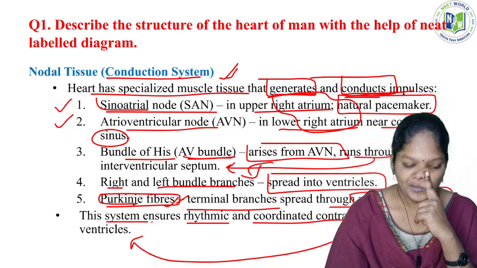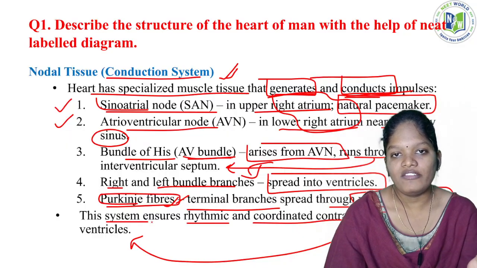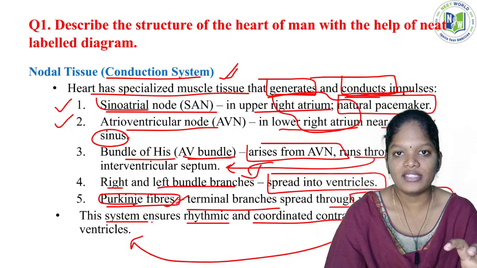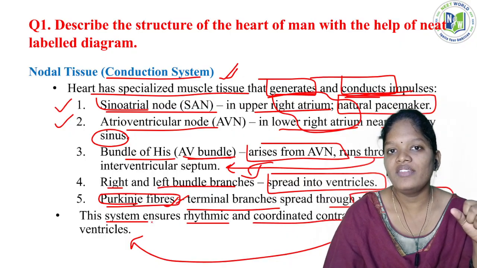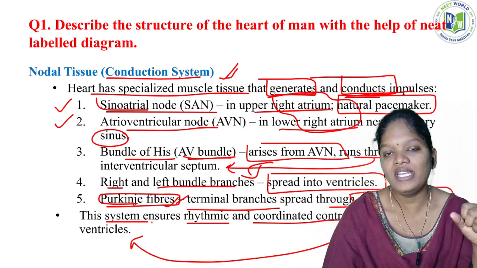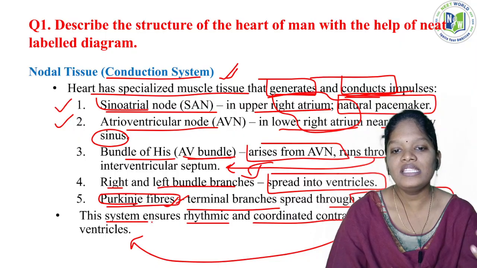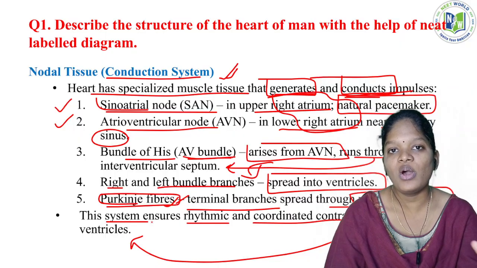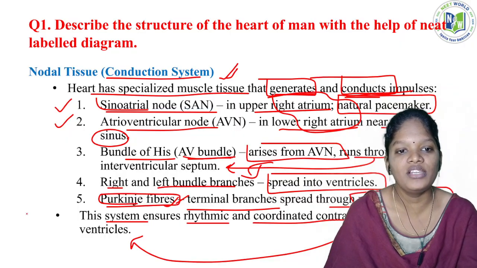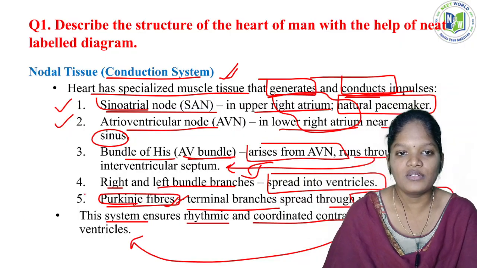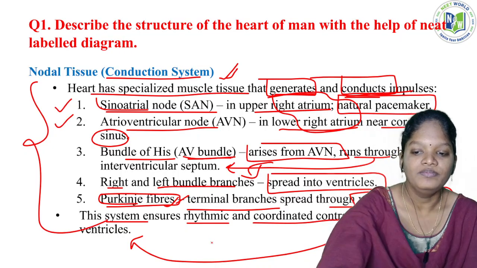The pumping action of the heart involves two important phases, that is contraction and relaxation. If the atrium is contracting, the ventricle has to relax; if the ventricle is contracting, the atrium has to relax. This rhythmic contraction and coordination is all done by the nodal tissue, that is the SA node, AV node, bundle of His and Purkinje fibers. All these are considered as the conduction system.